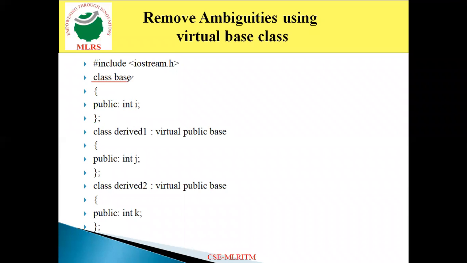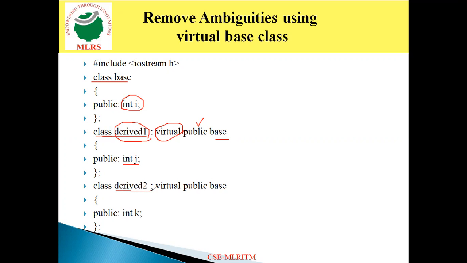Now class base is a base class, with the int i data member in the public section, or public mode. Then I am deriving derived 1 from the base class, in public mode. Here I am making this a virtual base class. Then in derived 1 I am specifying one data member, int j.